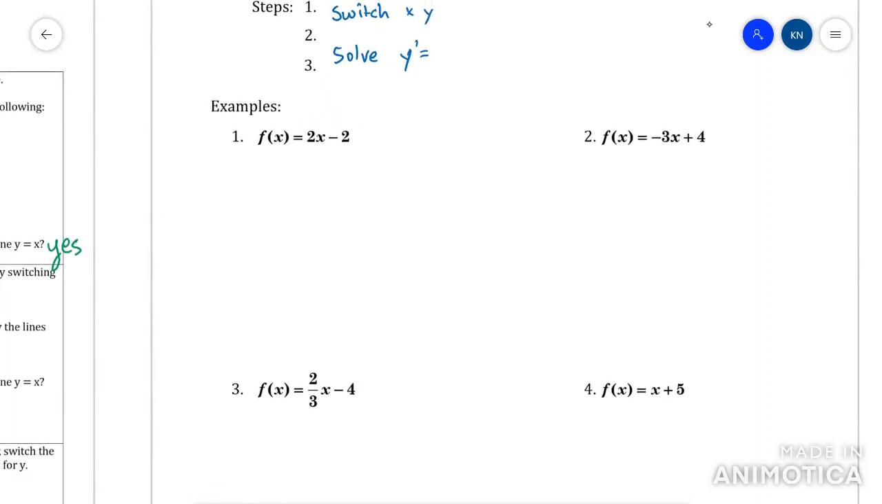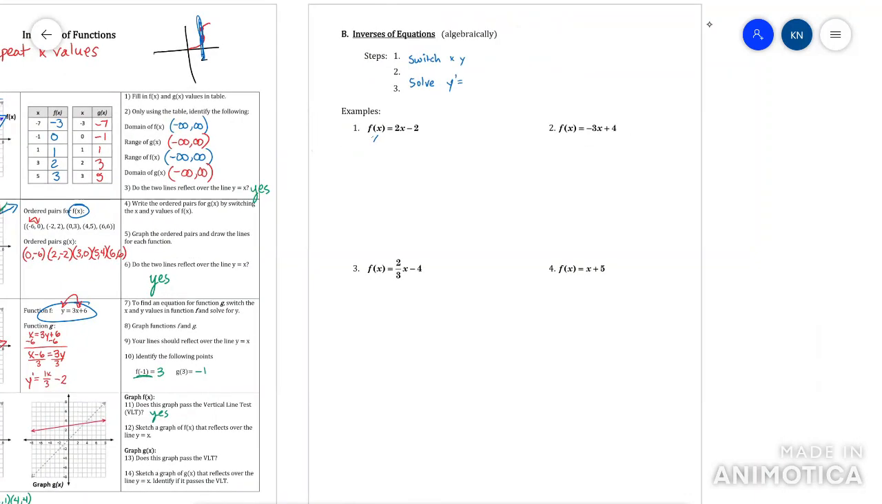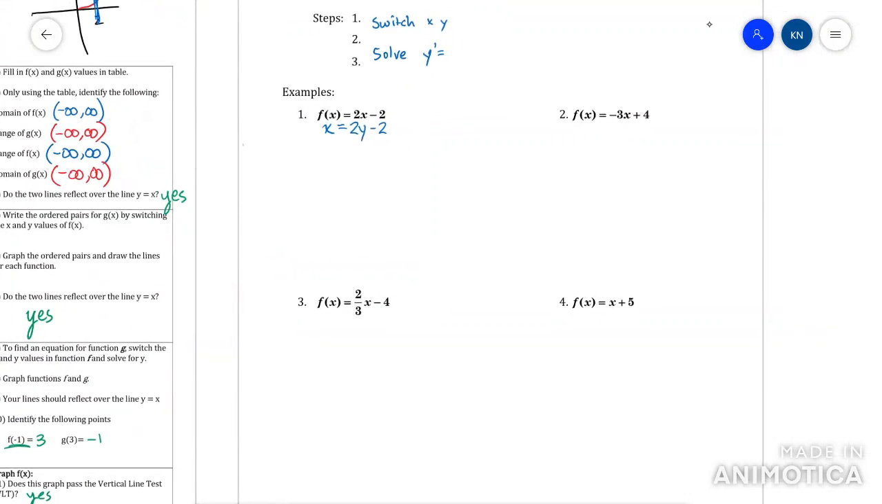Okay. So this right here says y equals 2x minus 3. The first thing you do is you switch x and y. So now it's x equals 2y minus 2, not 3, 2, sorry. Now you need to go solve for y equals. So you're going to need to add 2. Divide by 2. And again, both of these things get divided by 2. So it's like x over 2 plus 2 over 2, which is 1. This would be your inverse.